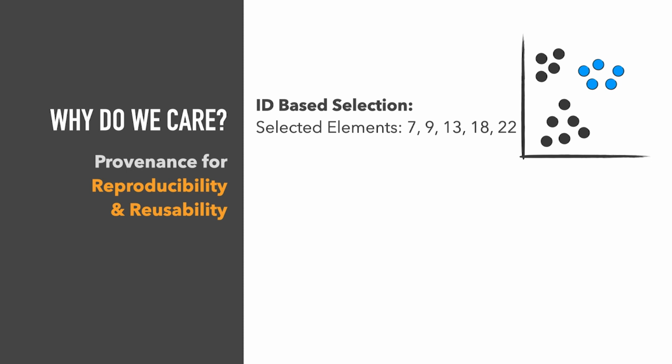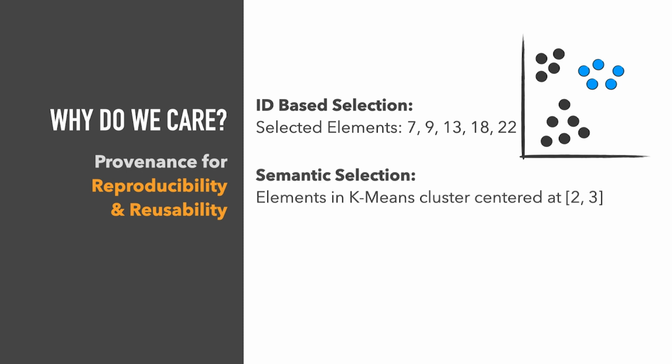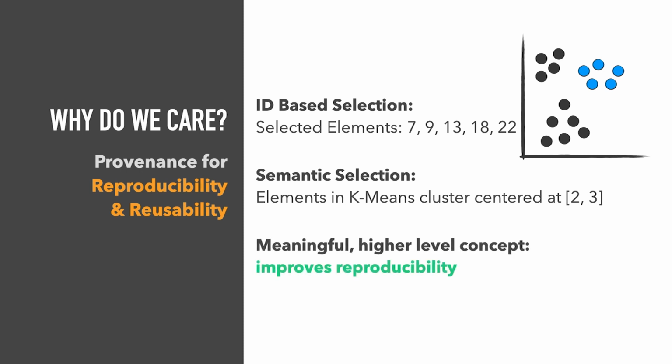Typically, selections are stored using lists of identifiers. If we instead store the semantics behind a selection, like a cluster centered at 2, 3, we capture a higher level concept. Having this information improves reproducibility, as it is obvious after the fact what the intention was.